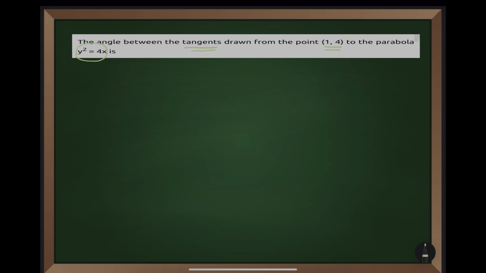This is a standard parabola. Do you remember the condition for tangency? y equals mx plus c, for which a equals mc. So here a is what? a is 1. So can I say that a equals mc, means 1 equals mc? So in place of c, can I write 1 by m?